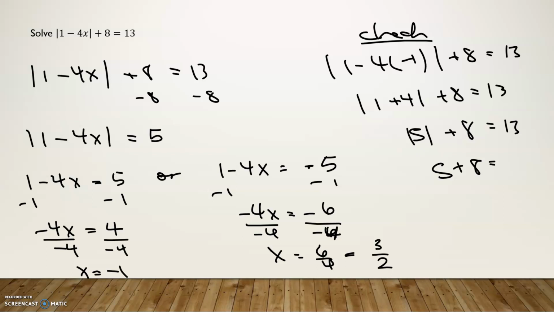All right, this is part 4 of section 2.6. I was saying in the last video the absolute value of 5 is 5, and then plus 8 equals 13. So 13 equals 13. So we know that x equals -1 is one of our solutions. Now we need to go back and check 3 over 2.